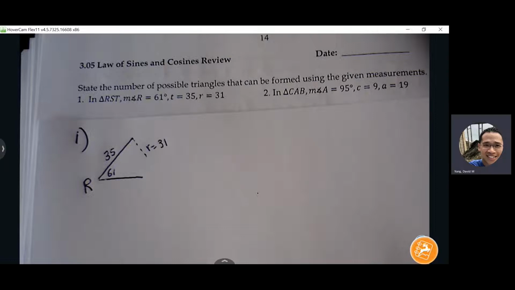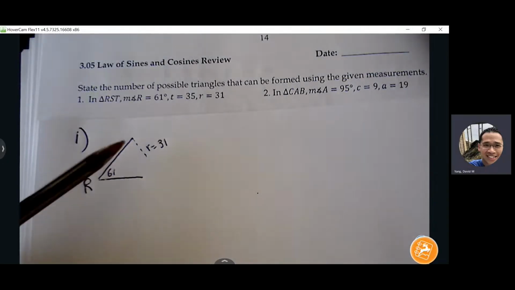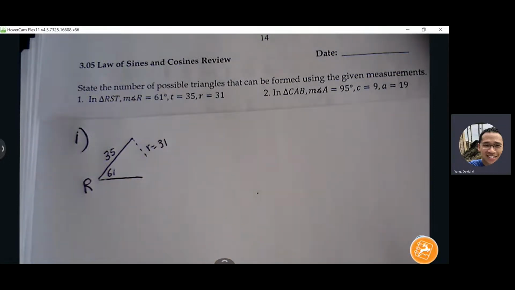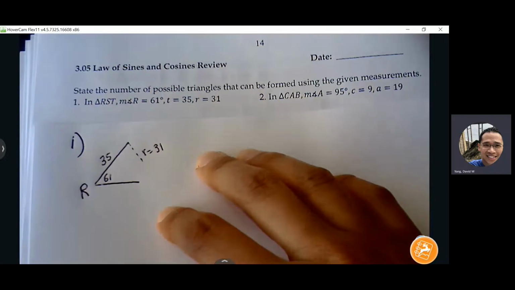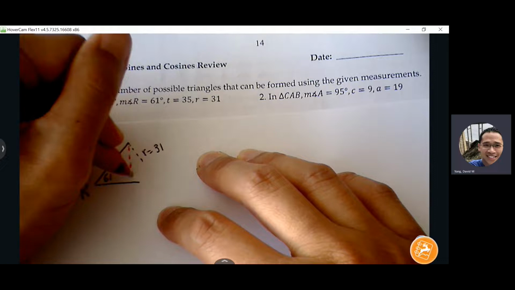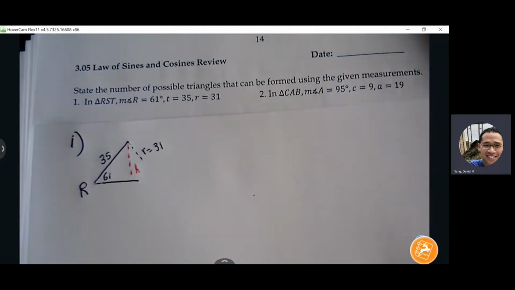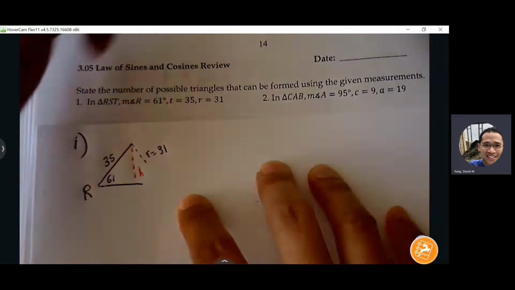Okay, so we understand it's side, side, angle, which means we got to do some work, right? Because we don't know what's happening with that 31. Is that 31 going to be too long? Is it too short? Is it just right? So we have to spend the time to find that altitude. Now, this altitude may not be part of the triangle, but it will give us something to compare it with, right? So that we know how to think about that 31. Right. So let's use sine and figure out what that altitude is.